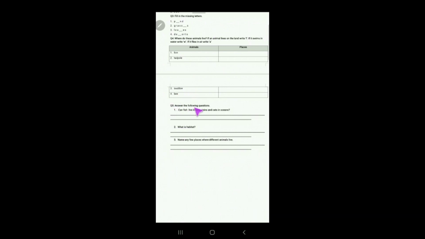Question number 5. Answer the following questions. Number 1. Can fish live in mountains and cats in ocean? You have to tell, is this possible? Number 2. What is habitat? Number 3. Name any few places where different animals live. You have to tell any different types of habitat here.